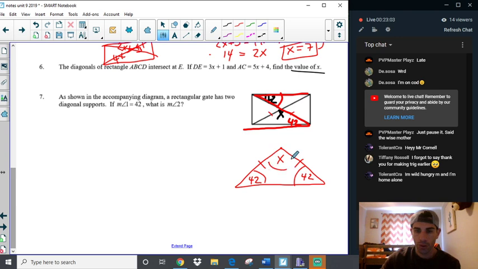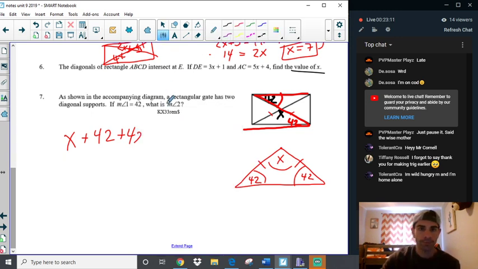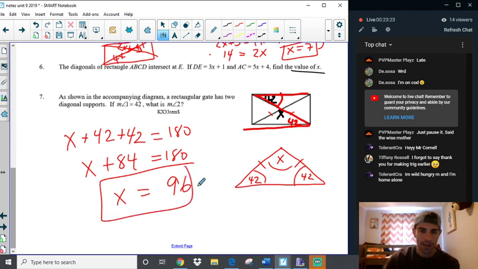1, 2, 3 angles of a triangle. How many degrees do they equal? Okay, and that's going to be 180. And x plus 84 equals 180. Move the 84 to the other side, and you're going to get 96. And x is what I made angle 2. So there's your answer. Okay, so that goes over all of our quadrilateral rules.